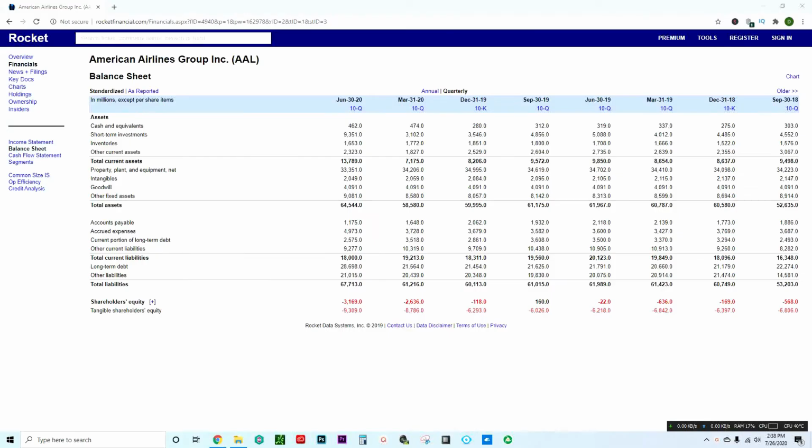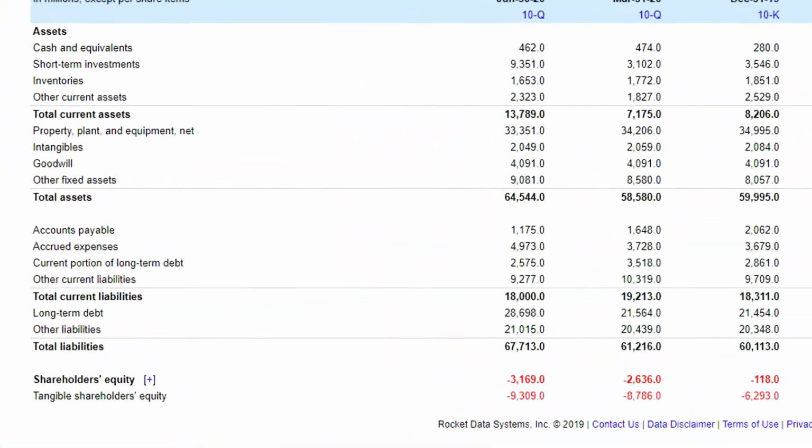Now we're going to look at American Airlines. The first thing we want to look at for American Airlines is to calculate their total debt position.